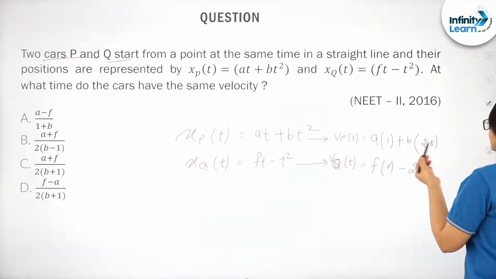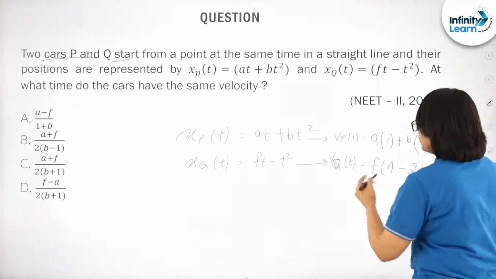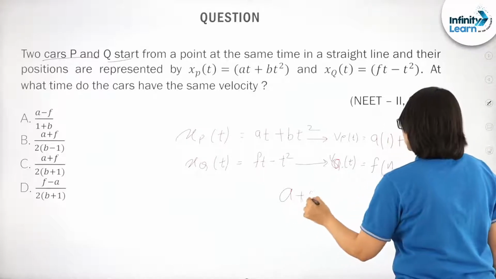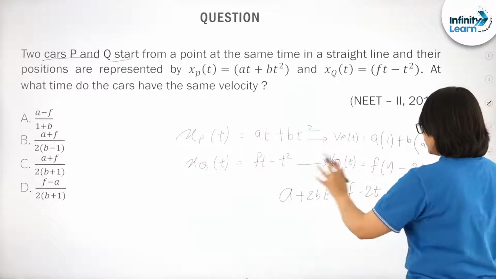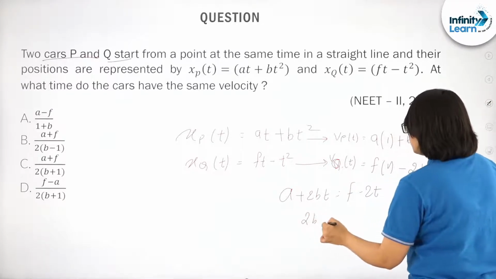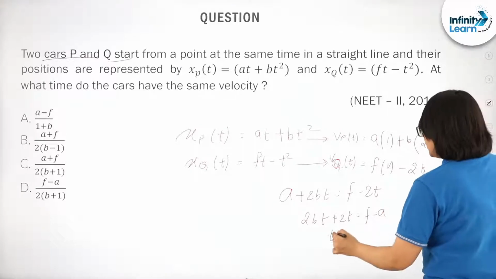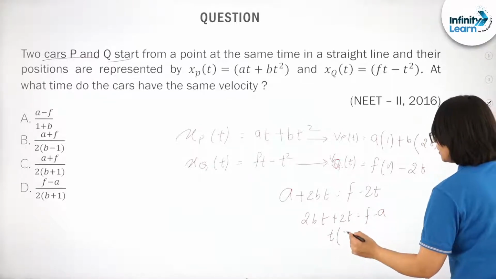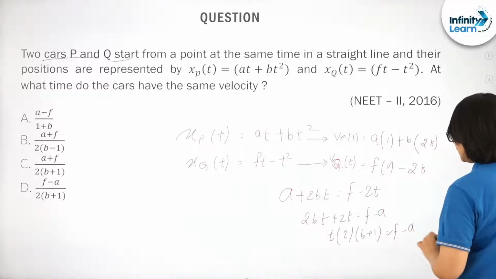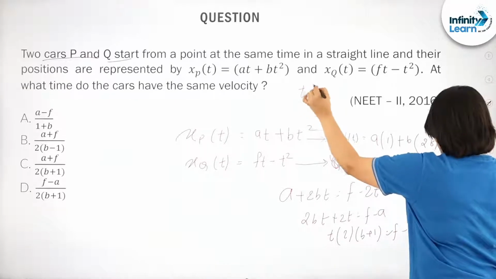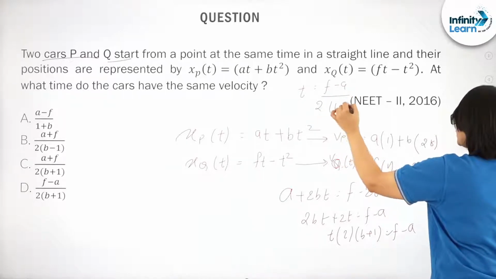Now let's find the value of time at which these two values are equal. So let's equate this value. So it is a plus 2bt equals f minus 2t. Okay, let's rearrange a little. 2bt plus 2t equals f minus a, and you can take t common, so it will be 2 times (b plus 1), and that equals f minus a. So time will be (f minus a) upon 2 times (b plus 1).